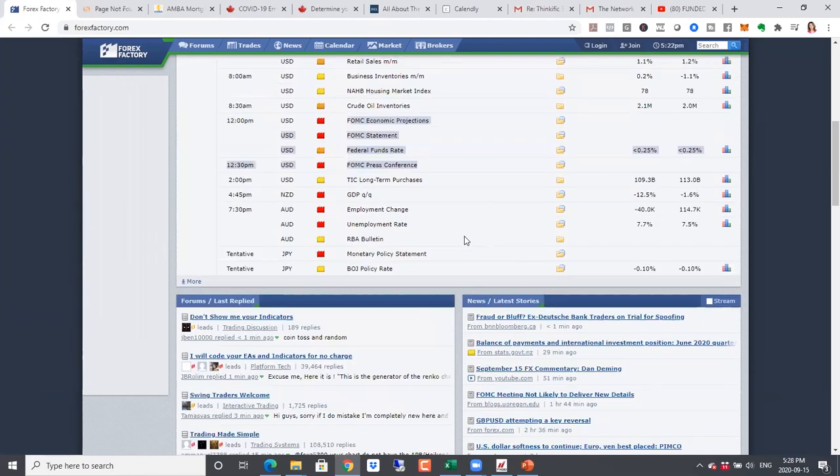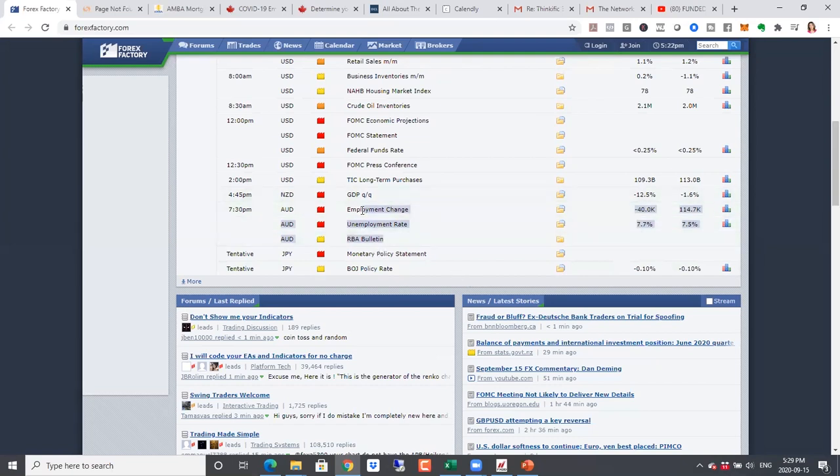Towards the end of the New York session, we have GDP numbers from New Zealand, and it's supposed to drop negative 12.5%. Quite a jump here. This is for the quarter. With the lockdown, the negative number is expected, but if it's bigger than this, that will be negative for New Zealand. And then we have employment numbers from Australia. At this point, it's not too bad. It's supposed to go up a little bit. If the numbers are worse than the expected numbers here, that will be negative for the Australian dollar. So both of these are important numbers for the New Zealand and Australian dollars.